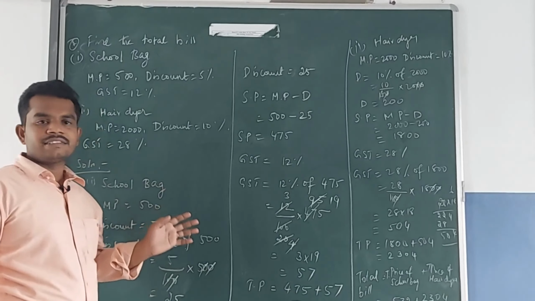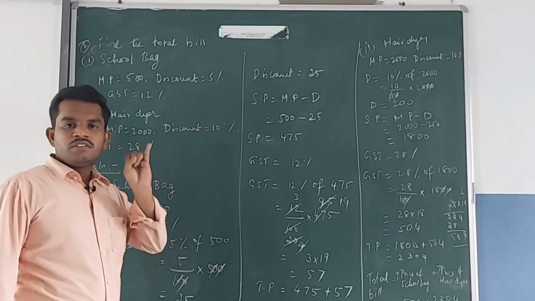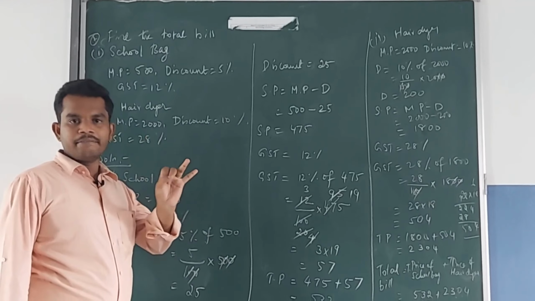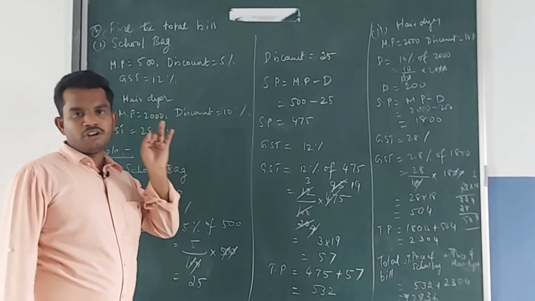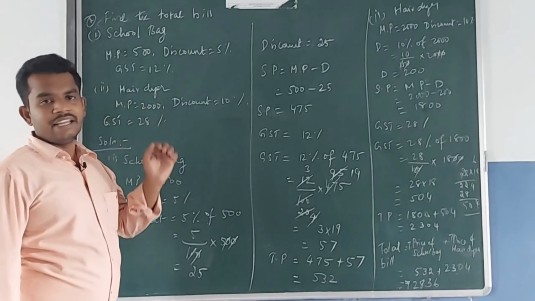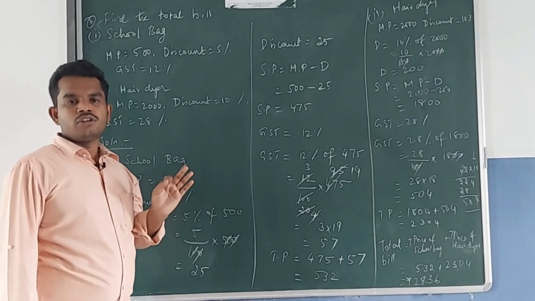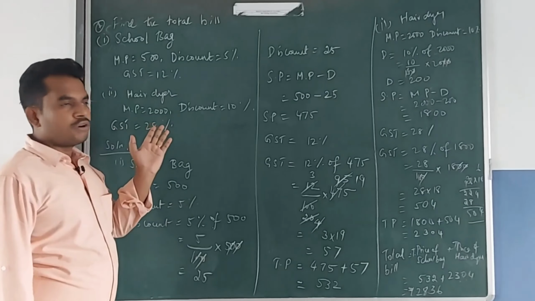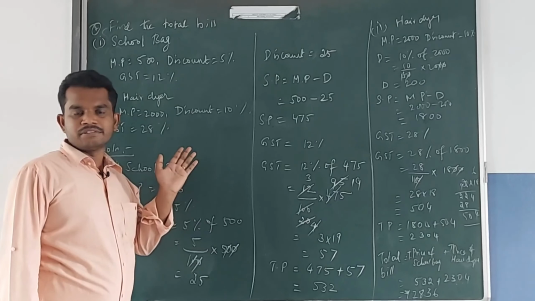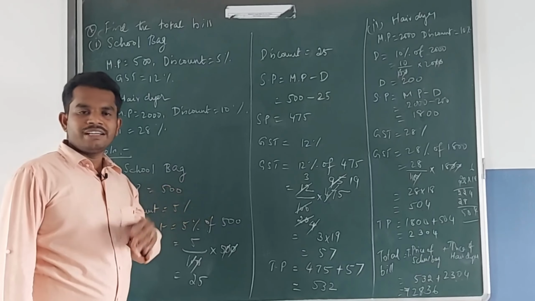So in this class we have learnt first cost price, selling price and profit and loss. Next marked price, discount, GST. So work out the sums and practice the sums. Okay, we will meet on next class.